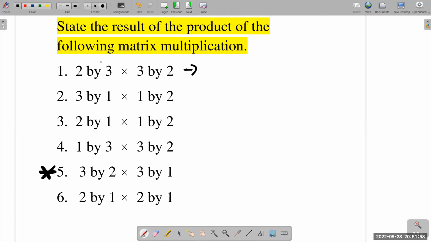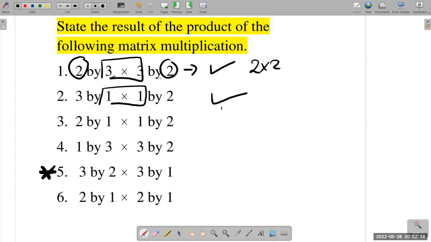Yes, these two match. What is the answer going to be? So this is a yes. What is the order of the answer that we're going to get? A 2 by 2, right? A 2 by 2. Very good. Second one, easy to identify. That's a yes. What is the answer going to be though? That's what I need to know.